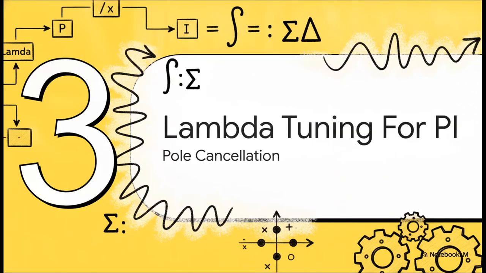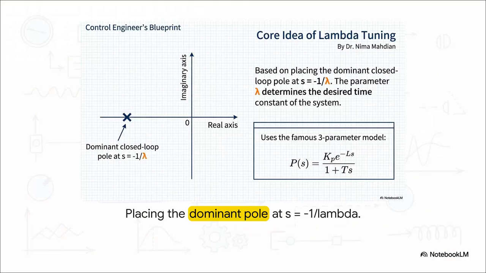Section 3. Lambda tuning for PI. All right, so what exactly is the core idea of lambda tuning? Dr. Madian spells it out beautifully. Instead of relying on just open-loop trial and error, we are directly placing the dominant closed-loop pole exactly where we want it on the complex plane. We literally just set it at s equals -1 over lambda. That parameter, lambda, basically becomes our magic dial. It directly dictates the desired time constant for the entire closed-loop system.